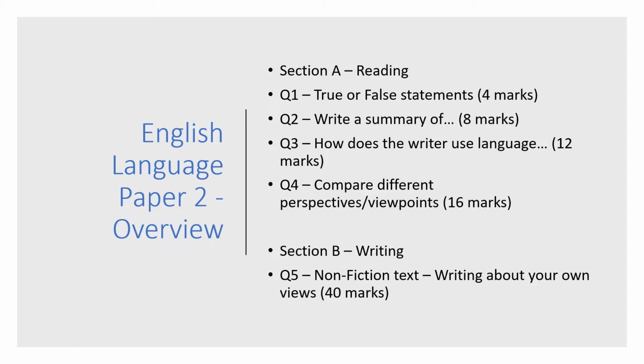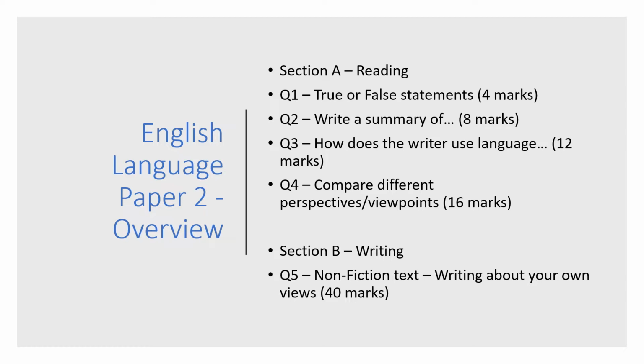Okay, so once again, as with Paper 1, you have a Section A and a Section B. Both sections are worth 40 marks each. Question 1, 2, 3 and 4 split up: 4 marks, 8 marks, 12 marks and 16 marks. And then once again, your Section B, your writing section, is worth 40 marks alone.